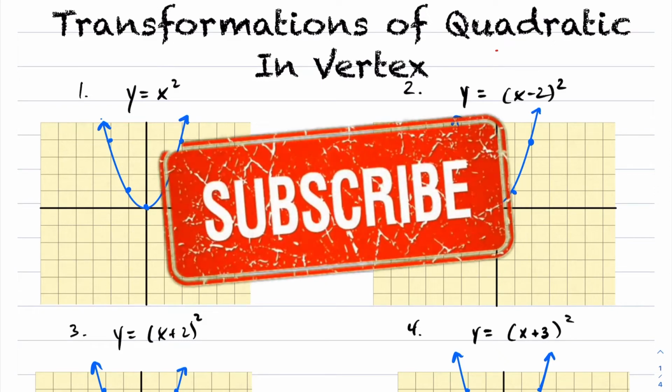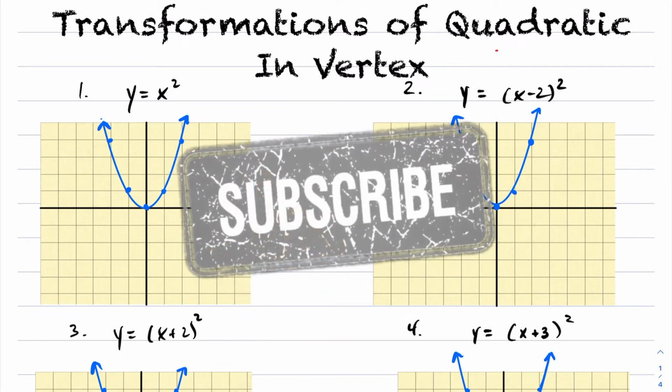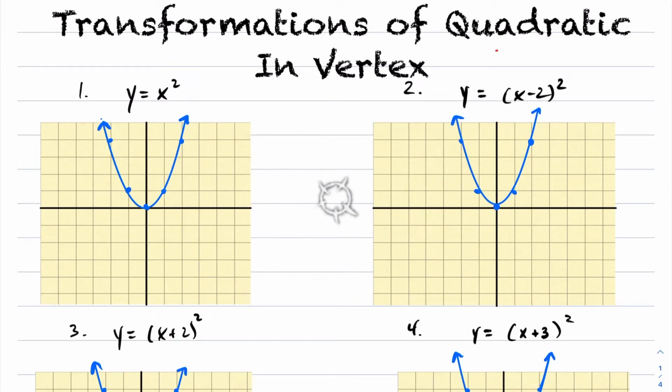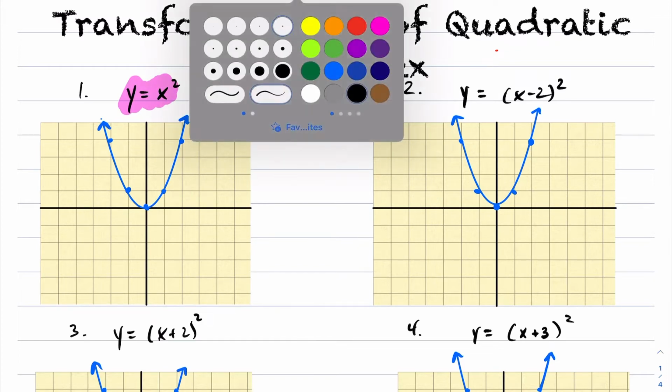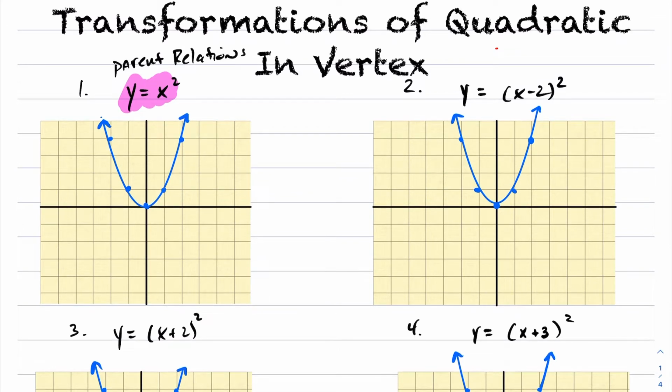In today's lesson, we're going to be looking at transformations of quadratics in vertex form. What we're going to start off with is what is referred to as our parent function. Given a quadratic, when you talk about transformations, they'll use the term parent relation or parent function. It's kind of like your base, where you're starting off, and all the other transformations that we do will be referring to our base parent relation here.